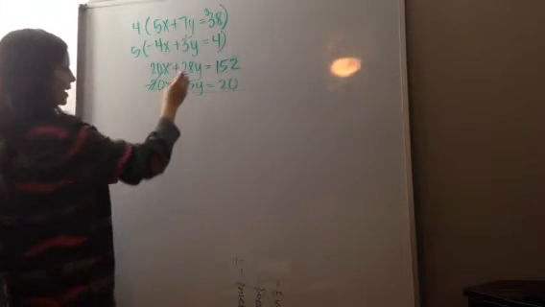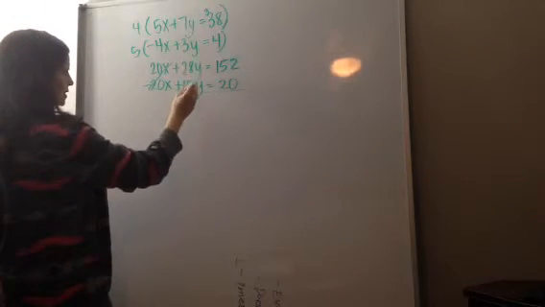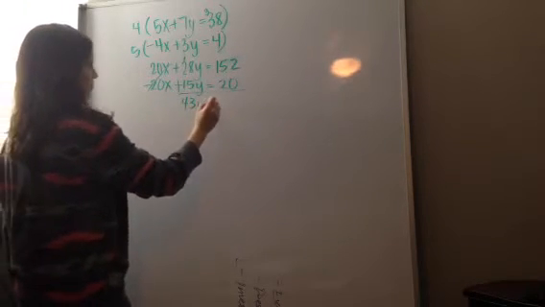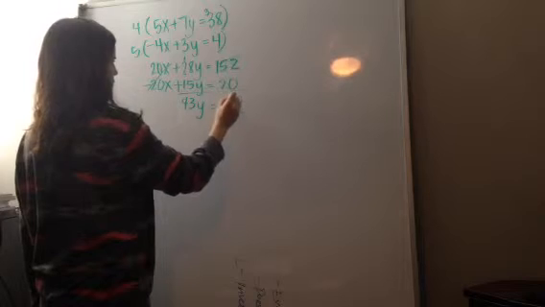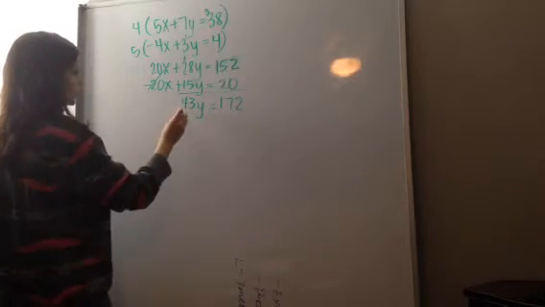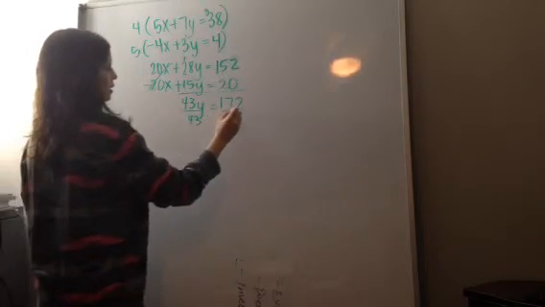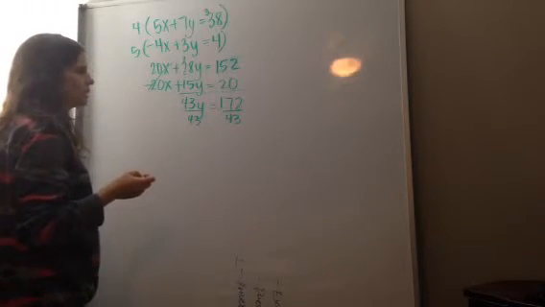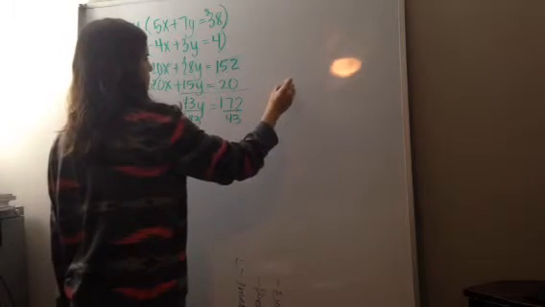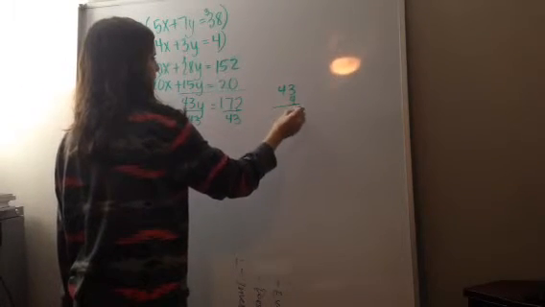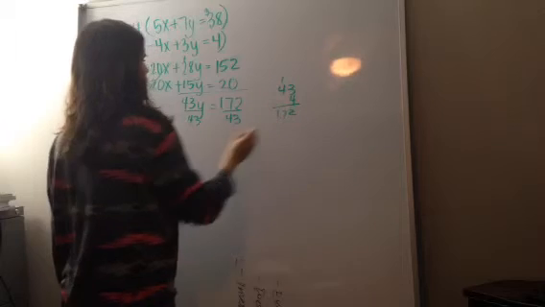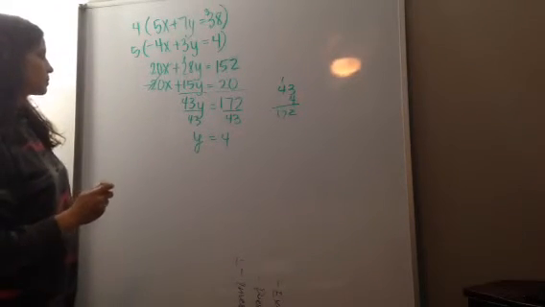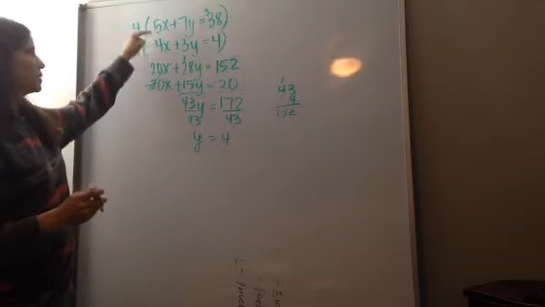Okay, and now we're going to add these. So 28 plus 15, that's going to give me 43y. And then 152 plus 20 is 172, so we have to divide by 43. 172 divided by 43, which I'm guessing is 4. Yeah. So y equals 4.